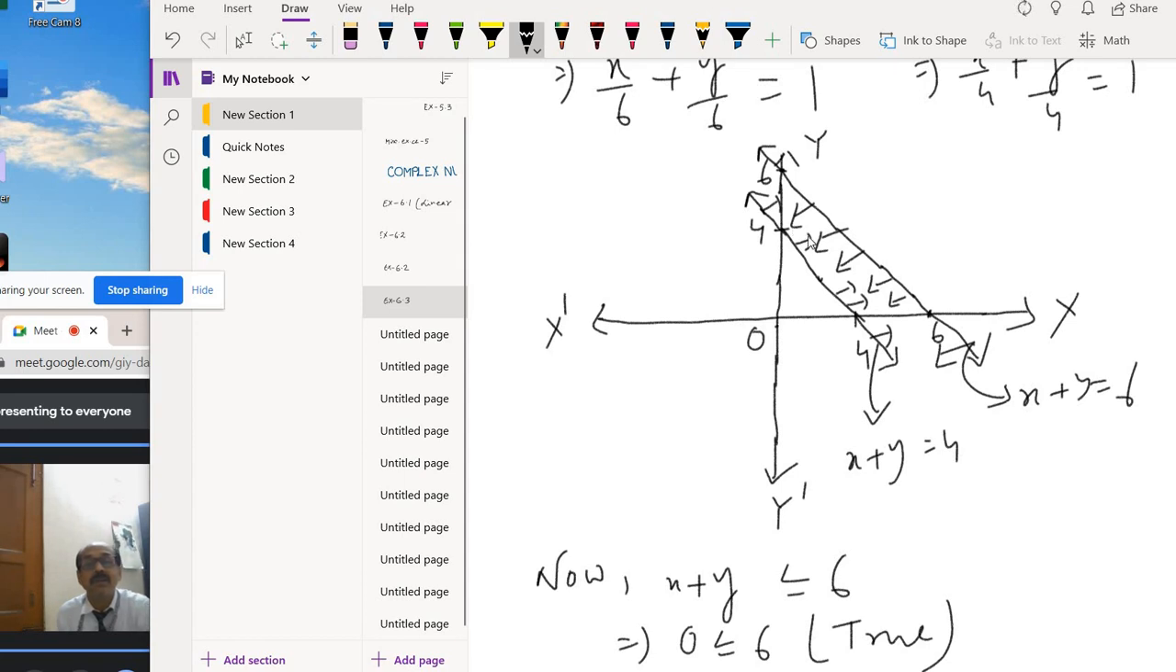Now the common part. This is the common part, where both the lines are going. Shade it with pencil. And this is the solution set. This is the solution set, completed. Now write: every point on the shaded region represents the given inequality.